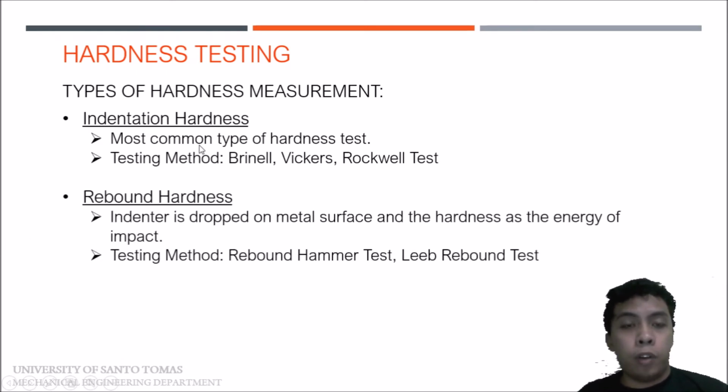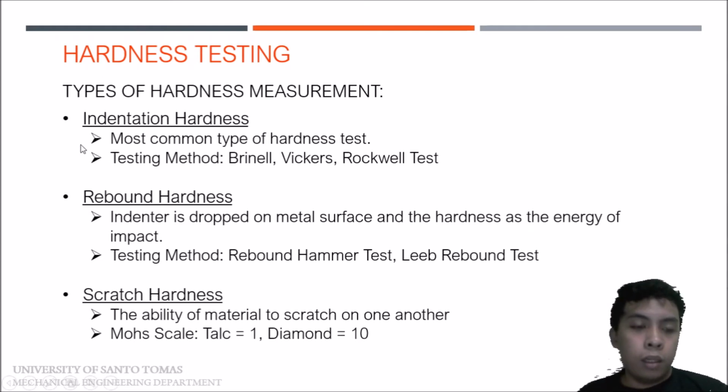The next type of hardness measurement will be the rebound hardness. So in this, sa halip na yung indenter natin is pushed to the material natin, ang nangyayari naman dito is dinadrop or by impact. So the indenter is dropped on the metal surface and the hardness is measured as the energy of impact. So the measurement of the hardness is equivalent to the energy ng impact natin. And the types of this hardness measurement will be the rebound hammer test and the Leeb rebound test.